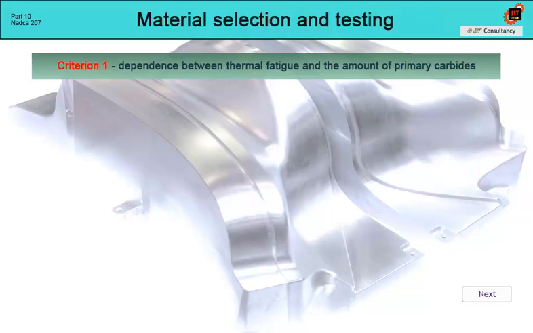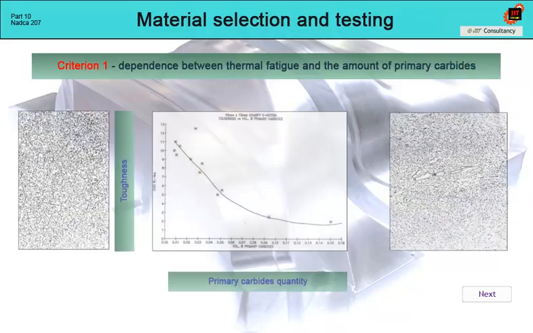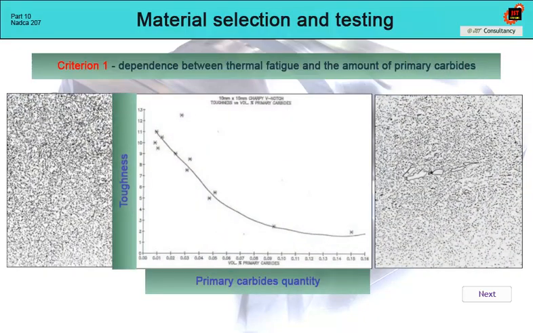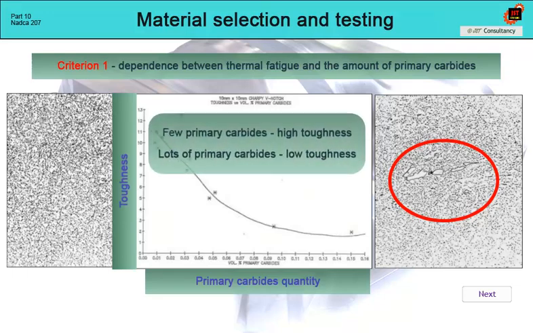The first basic condition for high toughness is the minimum content of primary carbides in the structure. We will talk about what primary carbides are later. For now, it is only important that their presence in the steel structure demonstrably significantly reduces the impact toughness, and thus the resistance to thermal fatigue. It can be seen from the figure that it can lead to a 5 times deterioration.